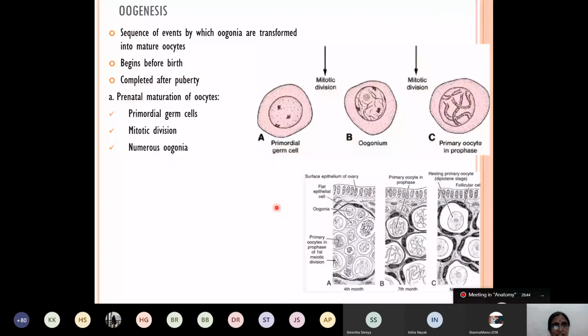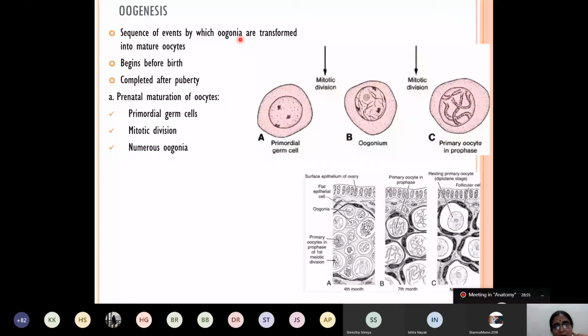Now, oogenesis. Oogenesis is also part of gametogenesis, taking place in the female gonad. What is the female gonad? The female gonad is the ovary. So this is the sequence of events by which the oogonia, a primordial germ cell in the ovary, gets converted into the mature oocyte.